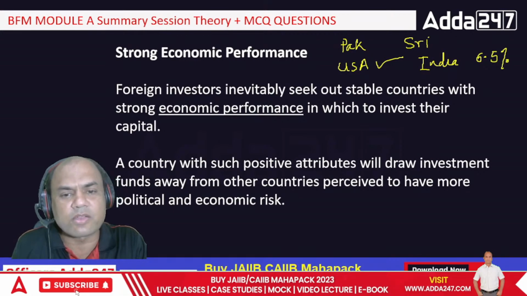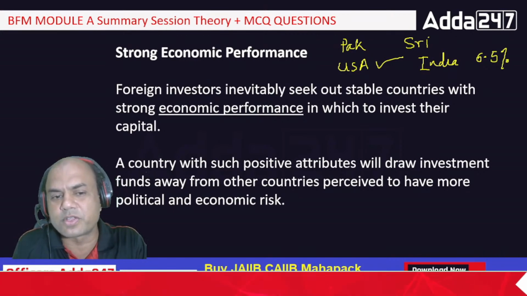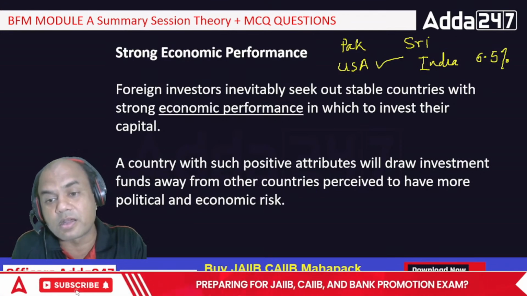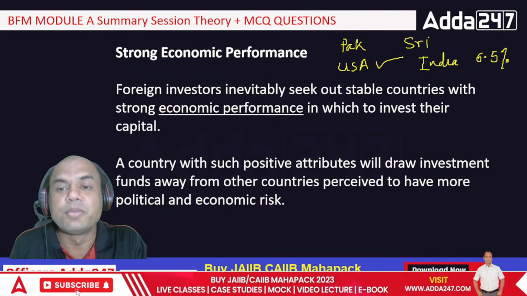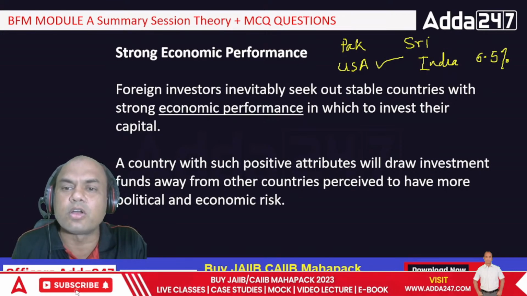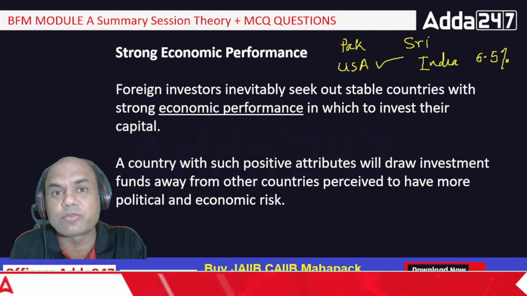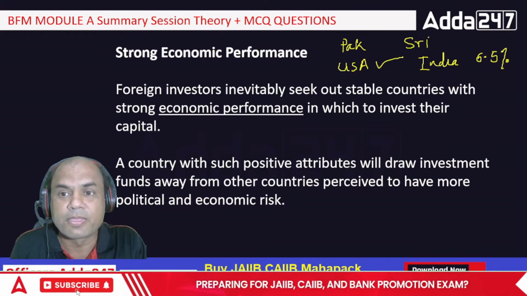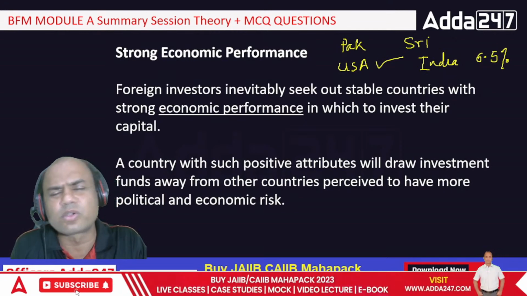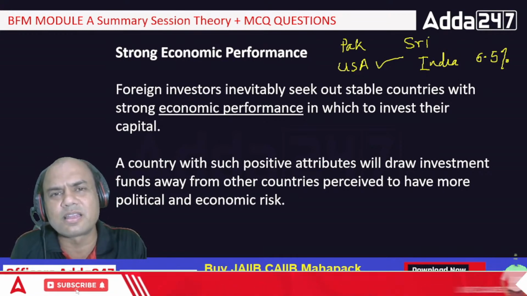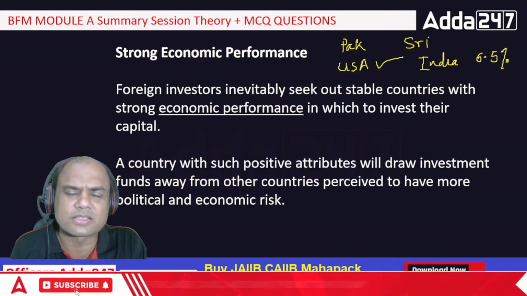Okay. The country with such positive attributes will draw investments and funds away from other countries perceived to have more political and economic risk, right? It means USA and India will always draw more FDI and FPI than Pakistan, Sri Lanka and that third country Afghanistan, isn't it? Consider any country, Pakistan, Sri Lanka, Nepal, Afghanistan, all these are the same. Okay.